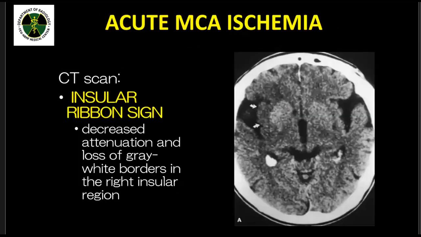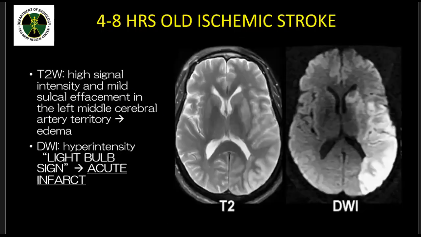So remember, if we're going to talk about the insular ribbon sign, that means there's an impending ischemia, a 4 to 8 hours old ischemic stroke. So we can see the T2 and diffusion weighted imaging. For T2, there's high signal intensity and mild sulcal effacement.